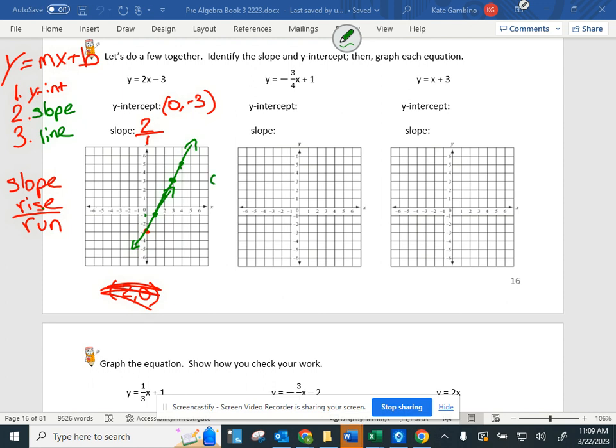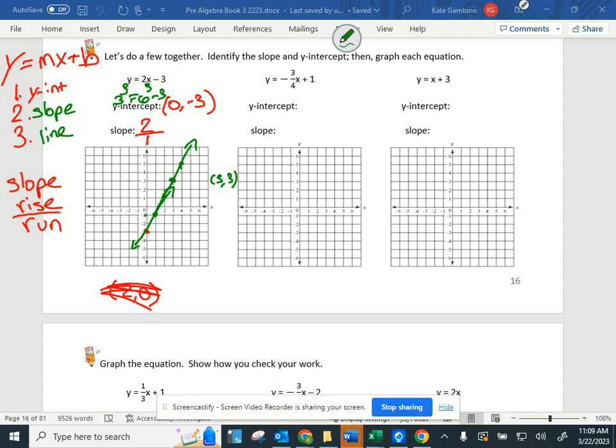Here, my ordered pair is 3, 3. So if I put 3 in for my X and 3 in for my Y, I'm going to see if that works. 2 times 3 is 6 minus 3. Does that equal 3? Yes. It does. That's how I check to make sure that I'm doing it correctly.